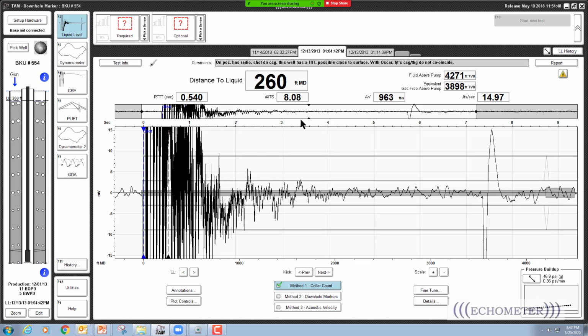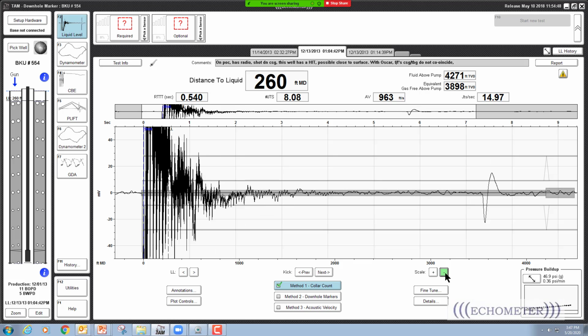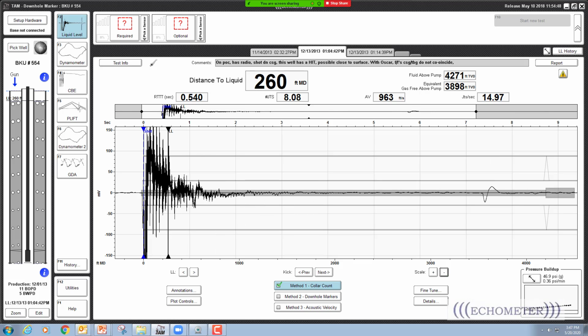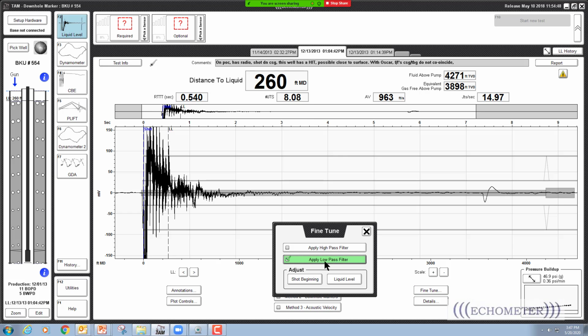But how can you tell there's a hole there? You can't tell by looking at this trace that there's a hole. If you scale it down, it's still not obvious there's a hole right there. But if you turn on the low pass filter, apply low pass filter, then you can see the upkick, and you can see the repeat down kick.